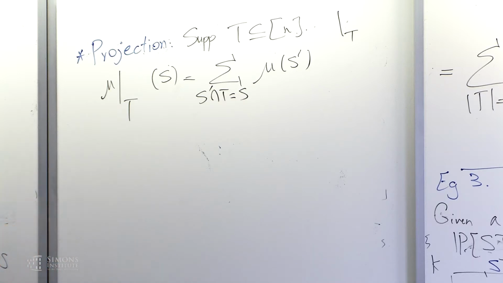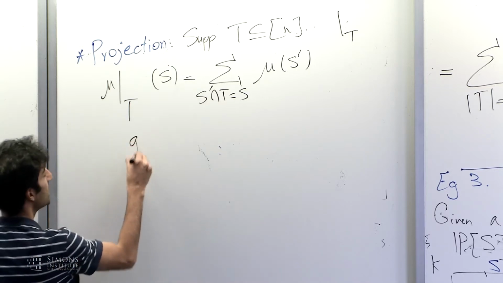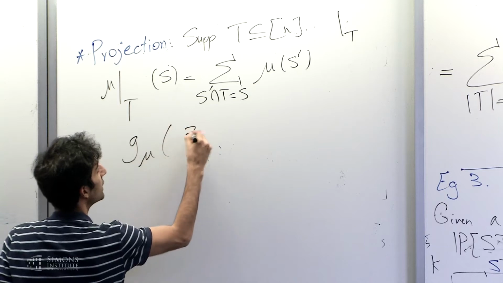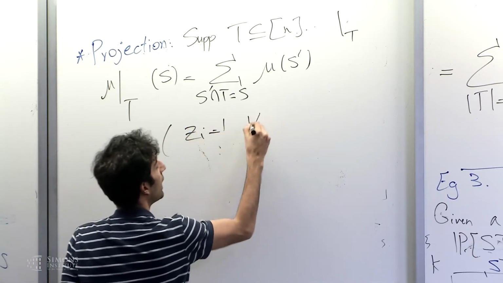So the variables in K to be 1? Not in T to be 1. Yeah. So you set Zi to be 1 for all i not in T.